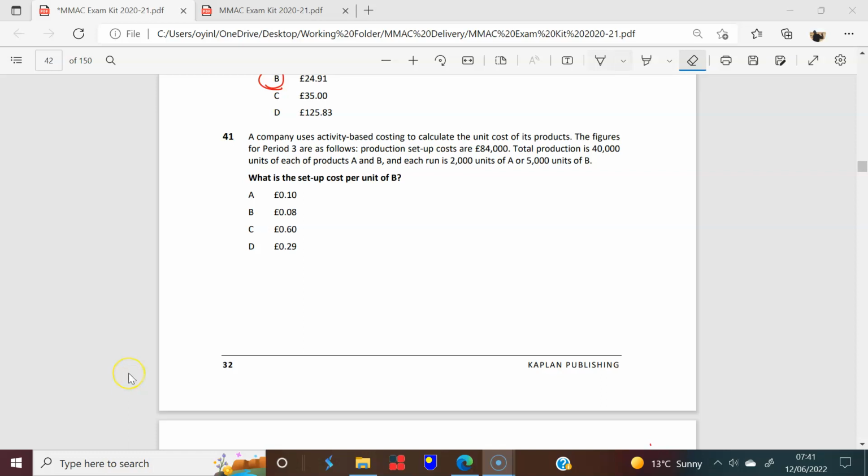Okay, right. So, question 41. Let's look at this. A company uses ABC to calculate the unit cost of its products. Let's see what we have here. We are told that you have production setup costs of 84,000, and then we're also told that you make 40,000 units of A, and you make 40,000 units of B.